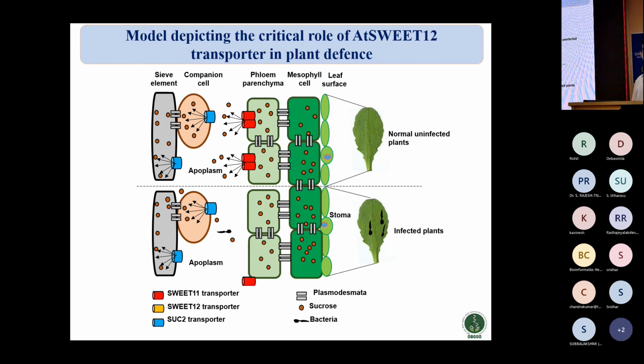Now, when you introduce today's results, and you see that the red one is SWEET11 and the yellow one is SWEET12, instead of a homodimer, it can also form a hetero-oligomer. So these hetero-oligomerized proteins can reduce the availability of sucrose in the apoplast, and hence we are able to protect the cell from the pathogen infection.